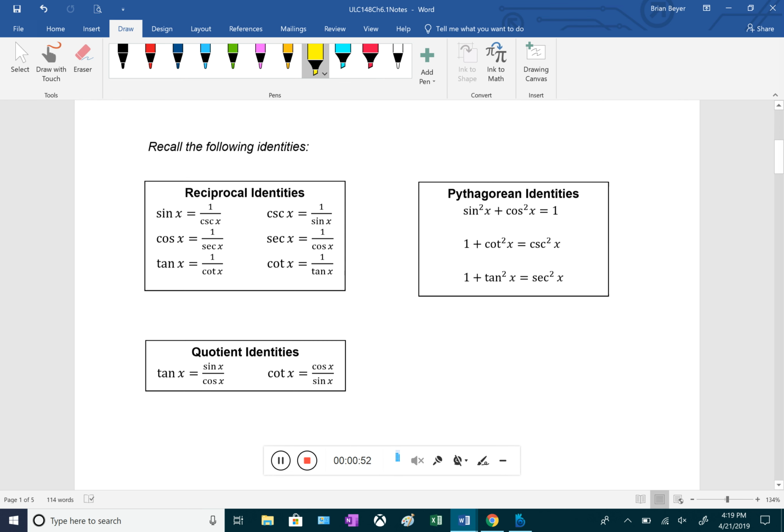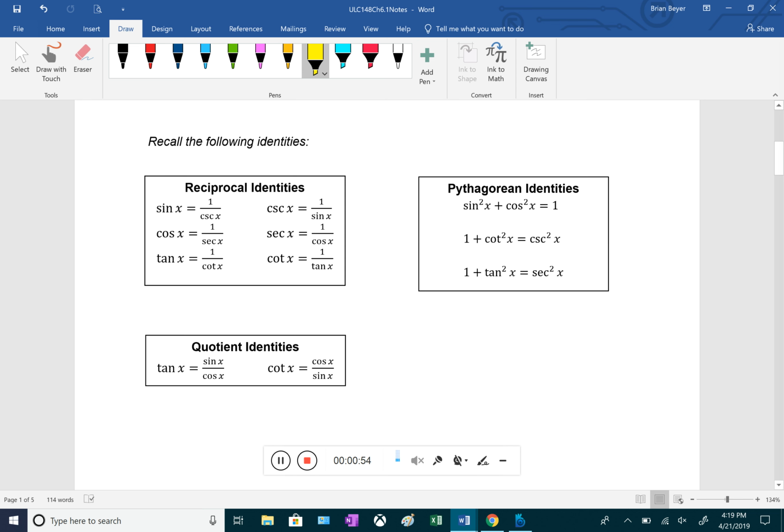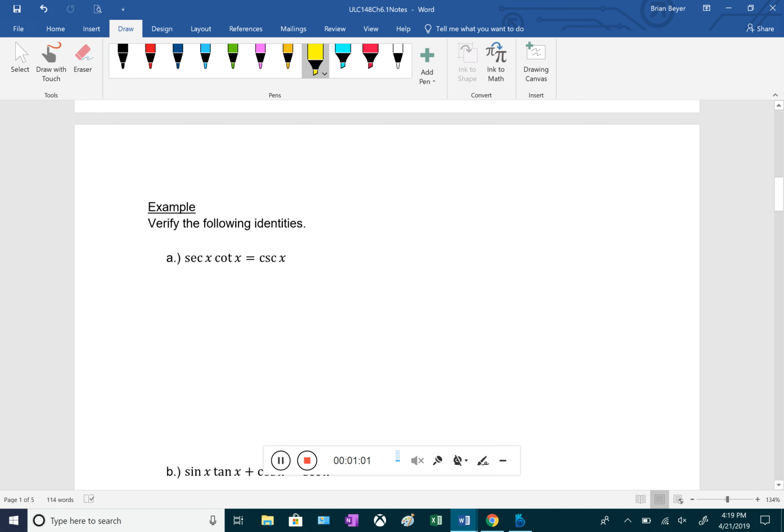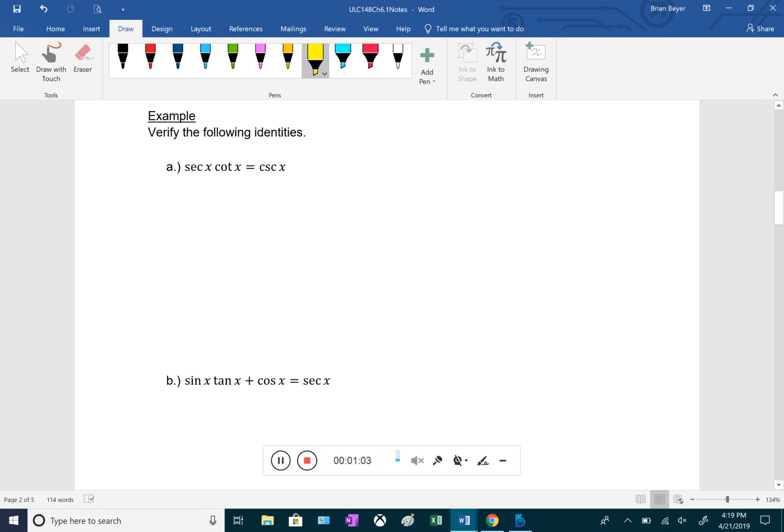So remember these identities because we're going to be using them: the reciprocal identities, Pythagorean identities, and the quotient identities. Okay, so pretty much just going to do a bunch of examples for this section. So verify the following identities. So the first one, we have secant of x times cotangent of x equals cosecant of x.